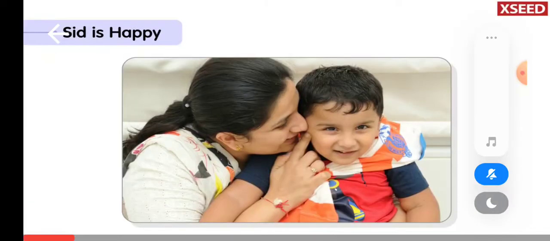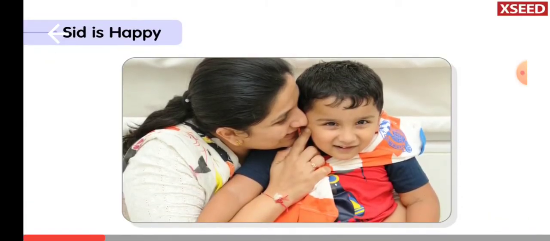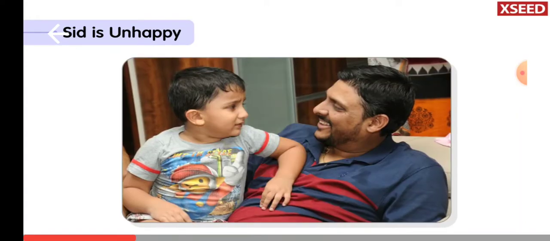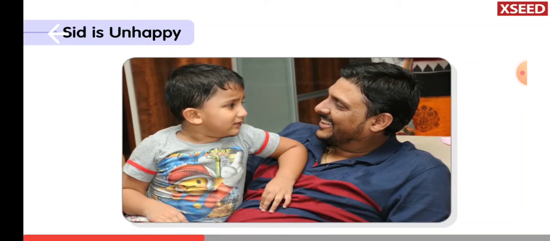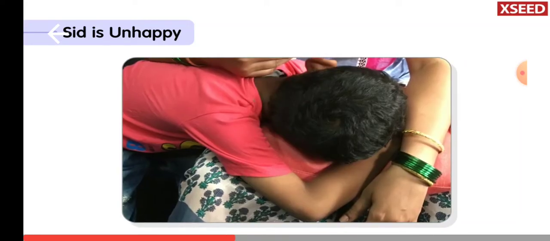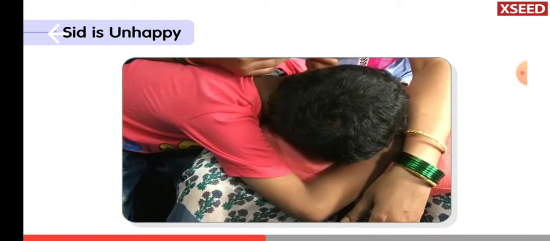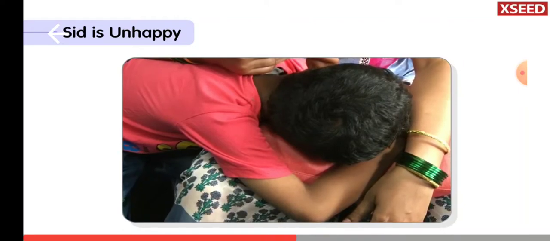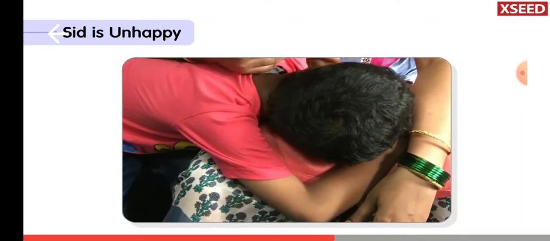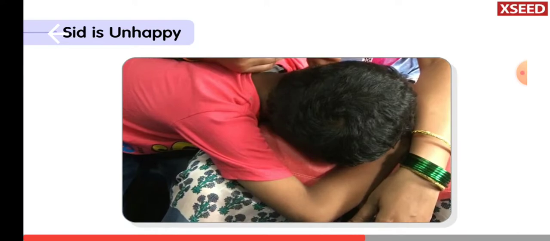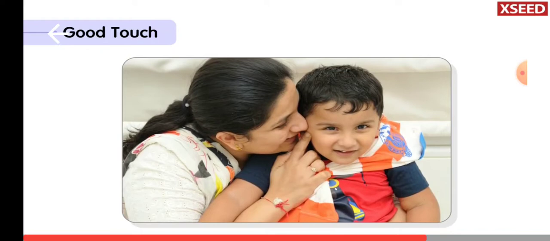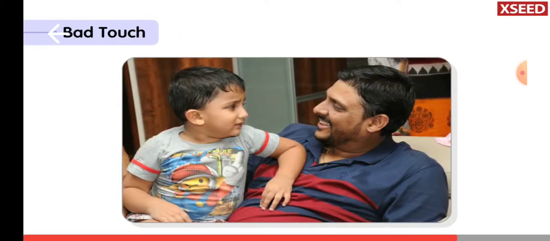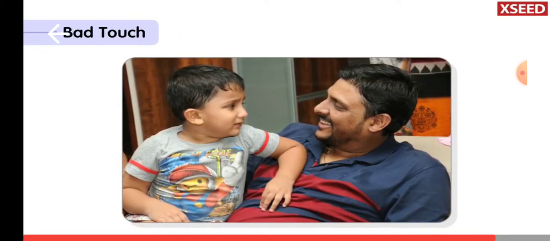Sid is very happy whenever his mother touches him, but he doesn't like it when Neil Uncle touches him. Sid told his mother about Neil Uncle. Sid's parents have asked Neil Uncle not to visit their house again. Good touch makes us feel happy, while bad touch makes us feel uncomfortable.